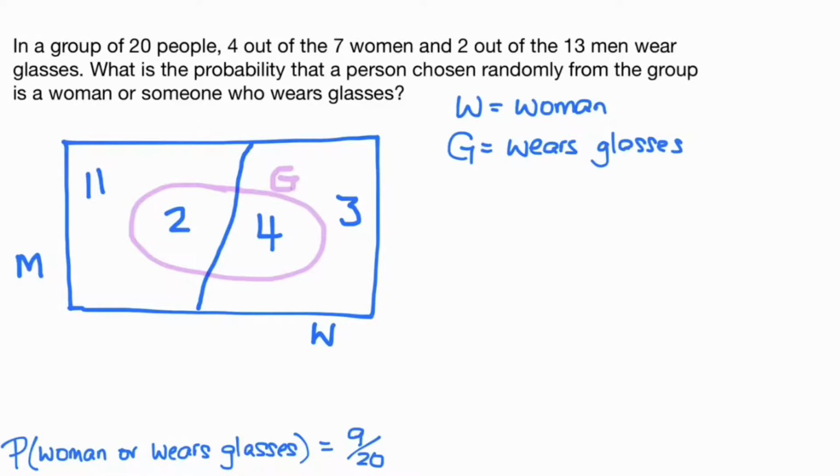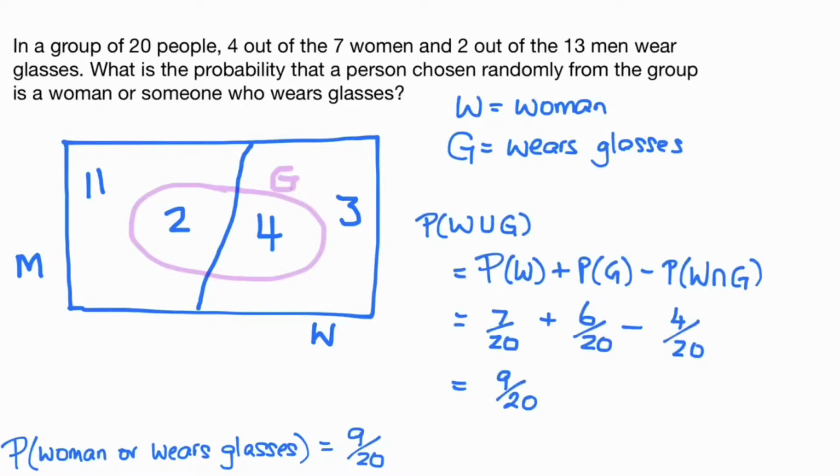We can first define W to be a woman and G to be someone who wears glasses. And what we want to find is the probability that we have W or G. So that means probability W union G. And we can then apply the formula. It is equal to the probability of W plus the probability of G minus the probability of W and G.